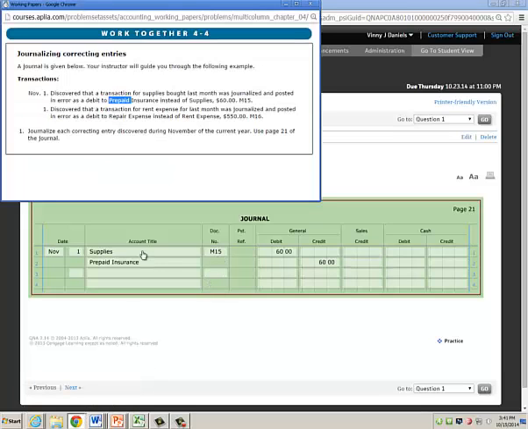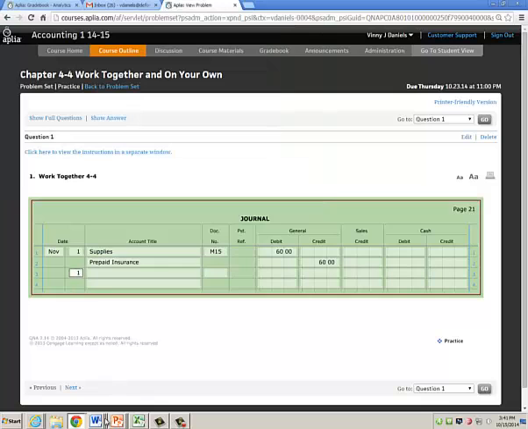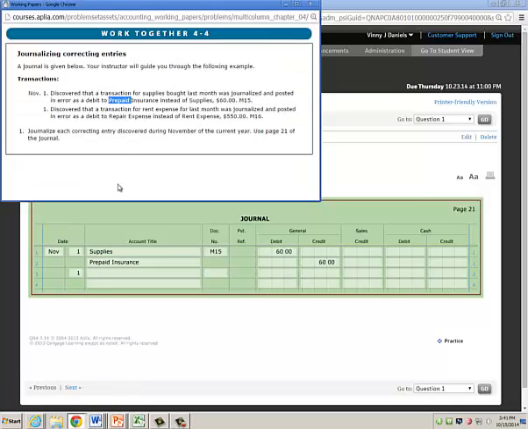The second one states, discovered that a transaction for rent expense for last month was journalized and posted in error as a debit to repair expense instead of rent expense. So the first question you have to ask yourself, besides what's the date, is it's the first, is what are we trying to get rid of? We put a debit to repair expense right here. It wasn't supposed to be repair expense.